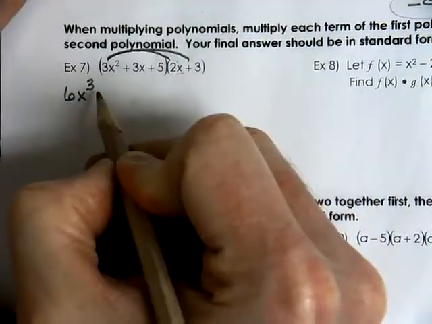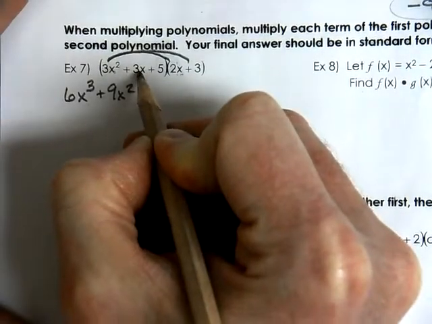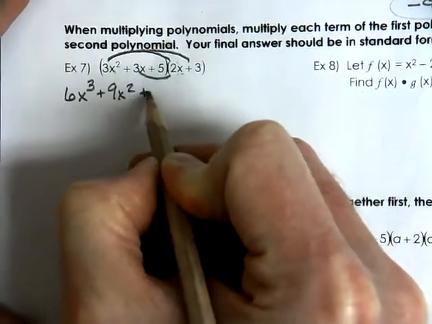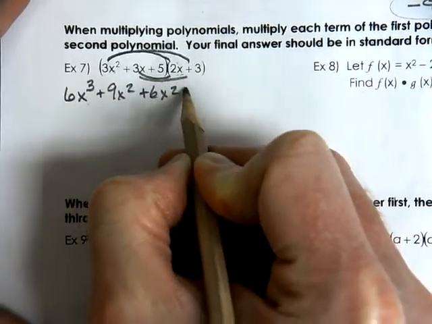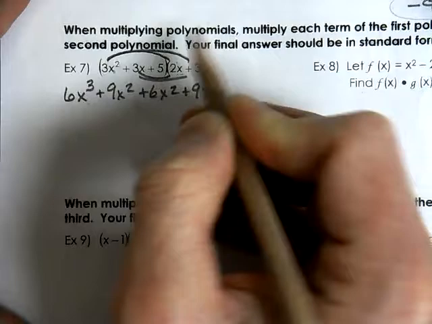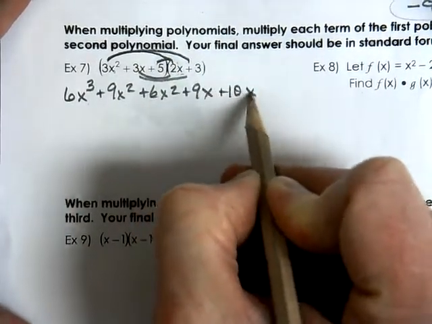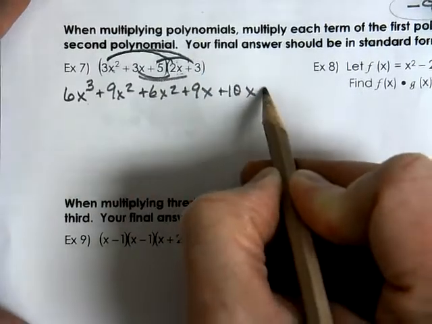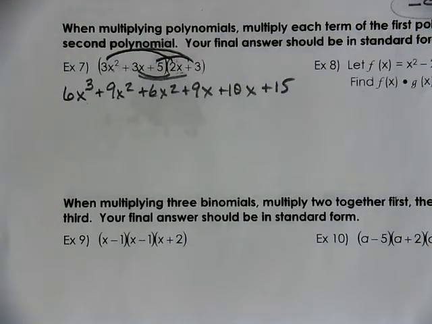So then multiply the 3 to get 9x squared plus 6x squared plus 9x. And then the 5 times the 2 becomes 10x. And the 5 times the 3 becomes 15. So we're going to take the one parenthesis and multiply the other parenthesis all the way through each term.